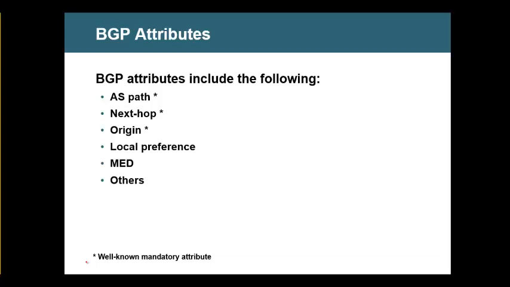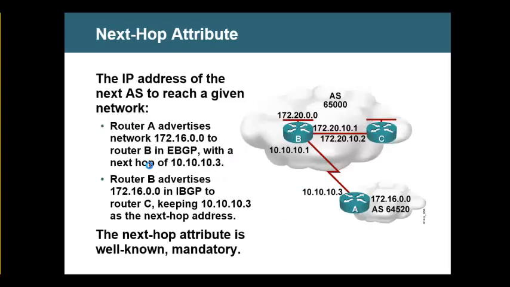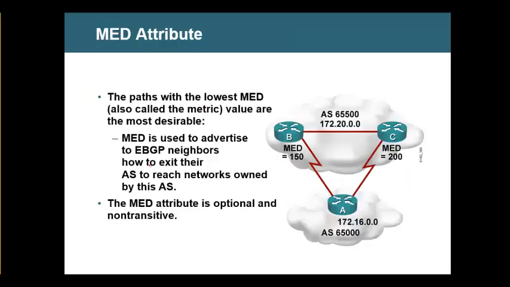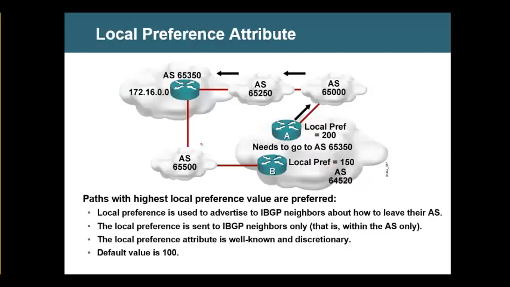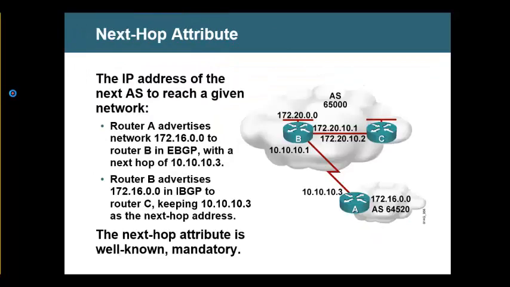There may be some that are well known, but may not be mandatory. For example, well known but discretionary. Which one? Local preference. So this is well known but discretionary.